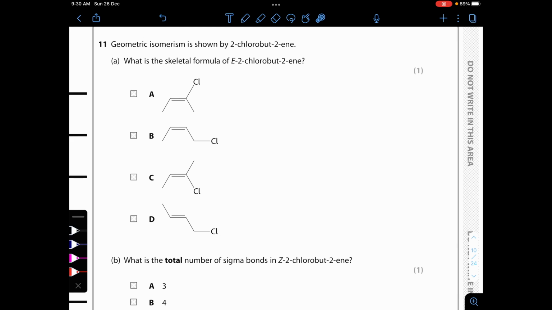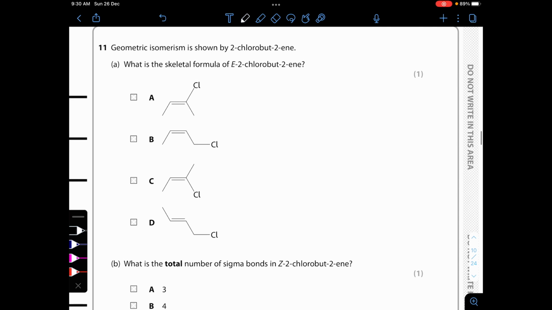Geometric isomerism is shown by 2-chlorobut-2-ene. What is the skeletal formula of E-2-chlorobut-2-ene? Now, an easy way to remember this is, I always remember that we have E isomers and Z isomers. And Z I usually name as same or same.